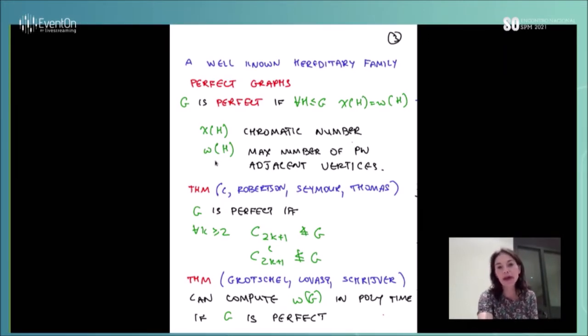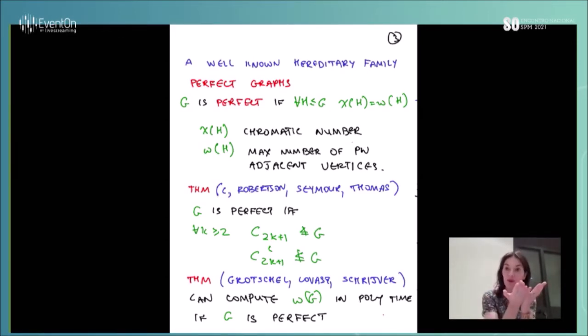And then omega of H, or the clique number of the graph, is the maximum number of pairwise adjacent vertices, or in other words, the maximum size of a clique. So now if you think for a second about graph coloring, you understand that the chromatic number is always at least the clique number, because if I have a clique, I must color all those vertices with different colors.